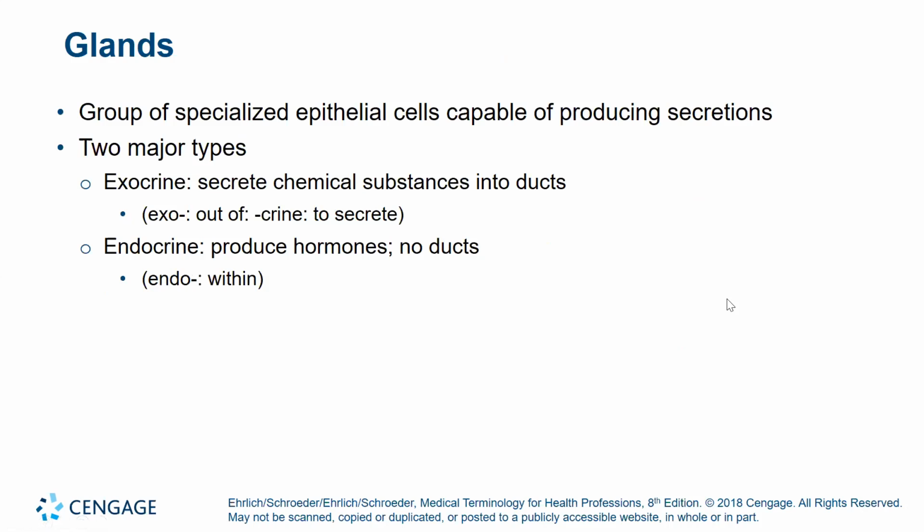Glands are a group of specialized epithelial cells capable of producing secretions. We have two major types. We have exocrine and endocrine. Exo is out of, crine is to secrete. So they're going to secrete chemical substances into ducts. Endo is within, they produce hormones, no ducts.